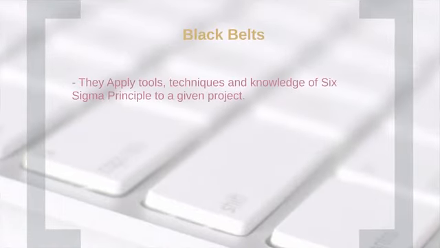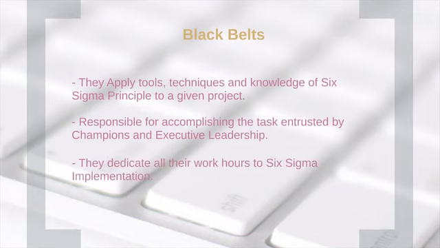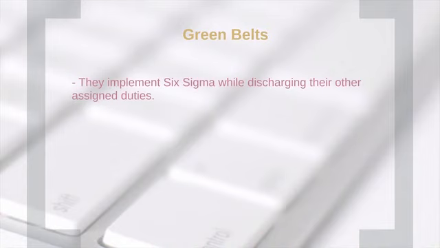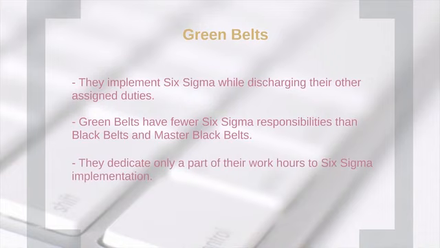They apply the tools, techniques, and knowledge of Six Sigma principles to a given project of an organization. They are responsible for accomplishing the tasks entrusted to them by champions and executive leadership. They dedicate all of their work hours to Six Sigma implementation. After black belts, we have the green belts. These individuals implement Six Sigma while discharging their other assigned duties. Green belts have fewer Six Sigma responsibilities than black belts and master black belts. They dedicate only a part of their work hours to Six Sigma implementation.